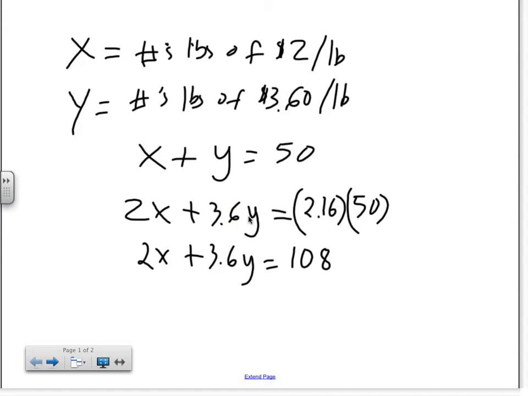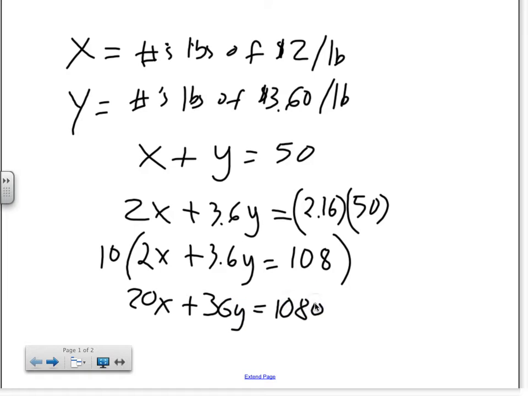Multiply by 10, because the last place value is the 10th. You see it? So every time you see a decimal or fraction, clear them. Because I only have one decimal here that is in the 10th place, I multiply the whole thing by 10. And that's going to become 20x plus 36y, right? Equals, is it 1080? Okay, once I have that new equation, I'm just going to drop the old one. I don't need them anymore.